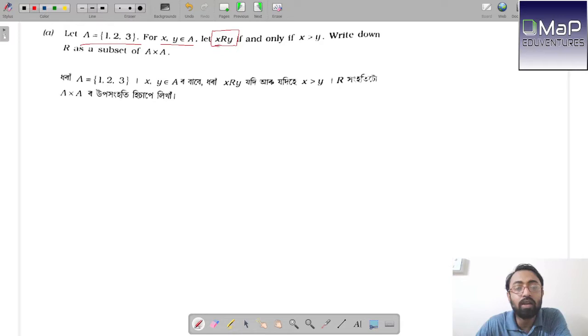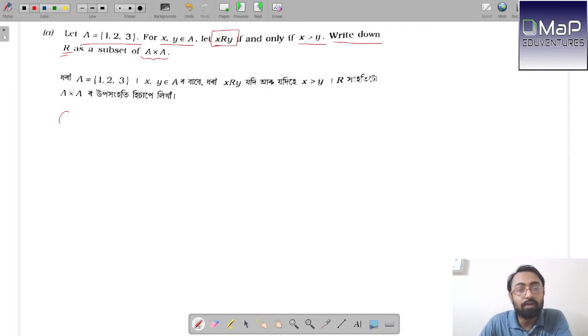x is related to y if and only if x is greater than y. Okay. So this is our definition of the relation. Then what is asked in the question: write down the relation R defined here as a subset of A cross A. So we are asked to write it as a subset of A cross A.